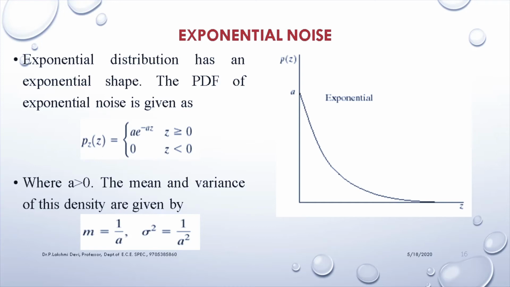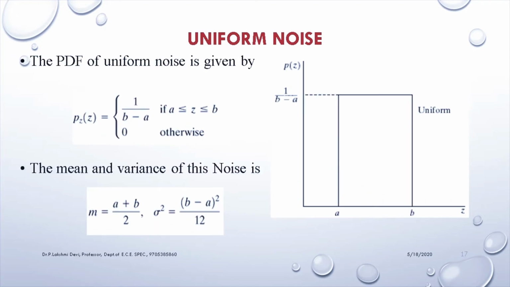Where A is greater than 0, the mean and variance of this density are given by mean equals 1 by A and sigma square variance equals 1 by A square. In this way, you can calculate the mean and variance of the noises and the probability distribution functions of a particular noise. Then coming to the next one, uniform noise.